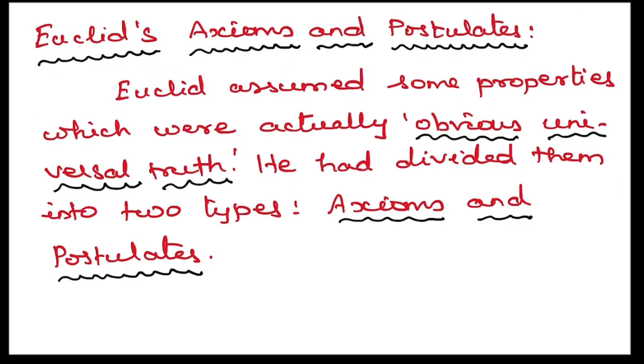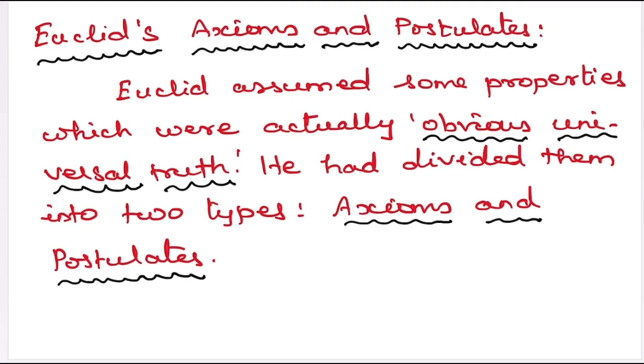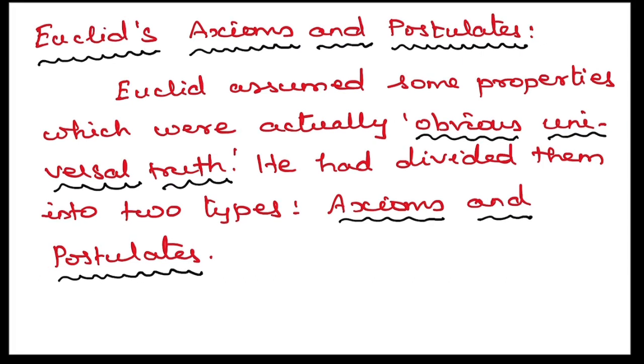Euclid assumes certain properties which were not to be proved, that is which were obvious universal truths. He had divided them into two types, axioms and postulates.